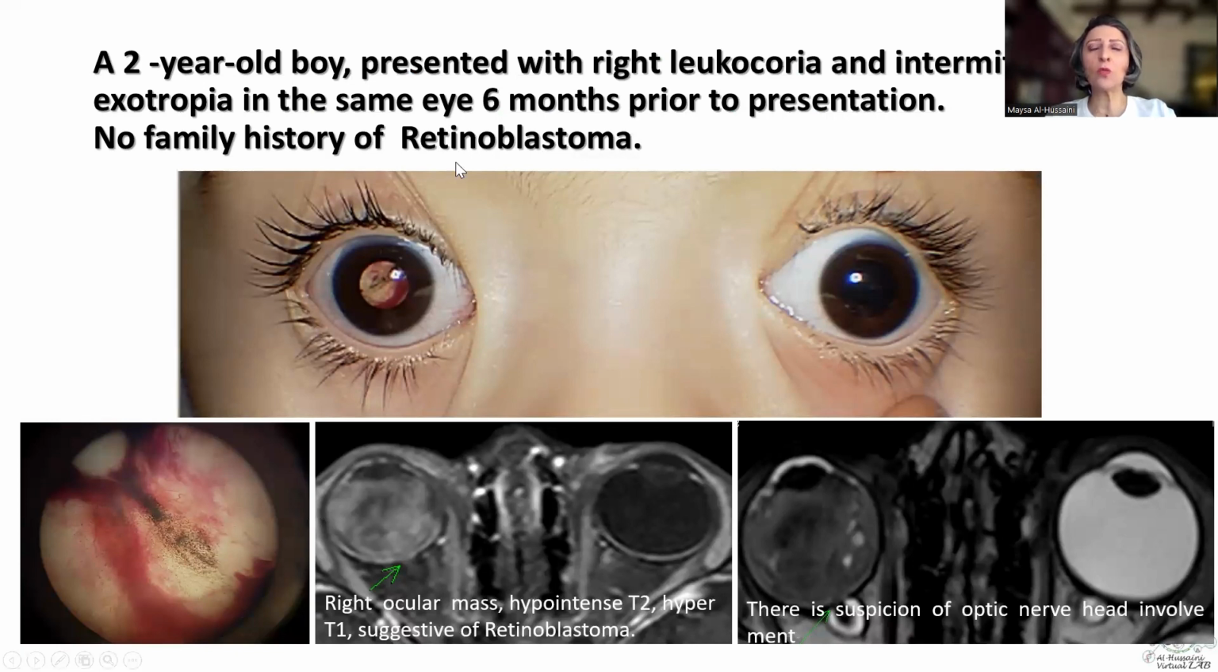of 6 months duration almost, with no family history of retinoblastoma. And as you can see here, the difference in the reflection between the right eye where there is leukoria or the white reflection, and it simply is a reflection of the tumor. This is the tumor being seen whenever we describe the leukoria.